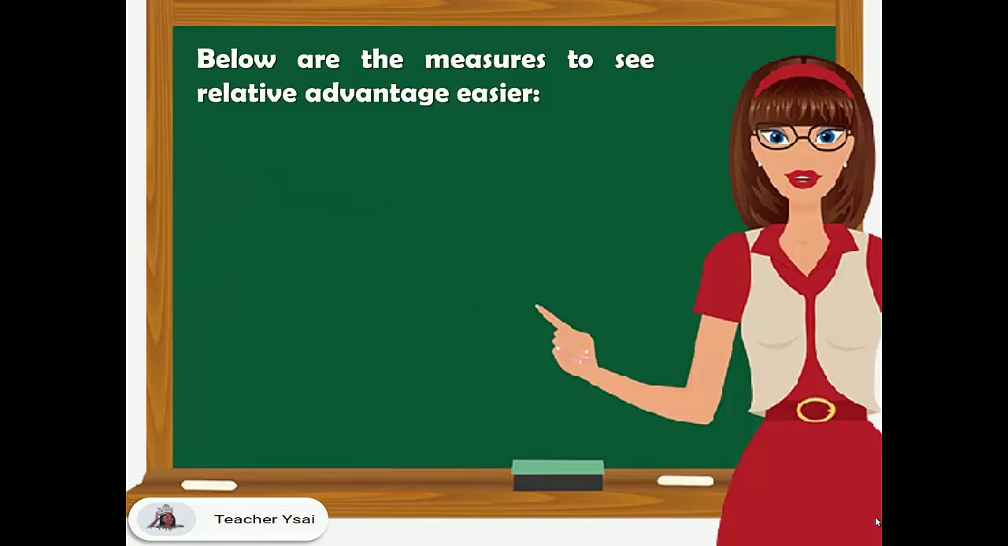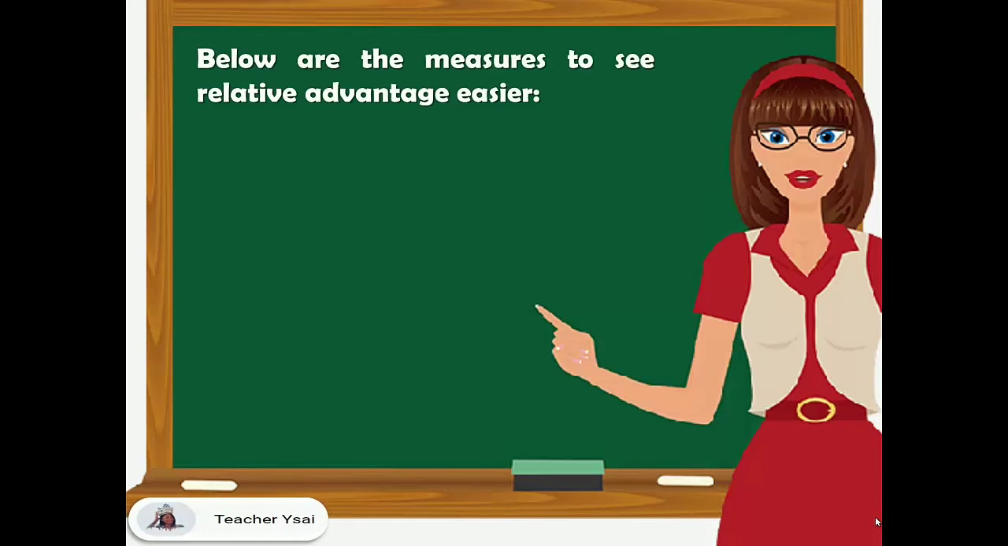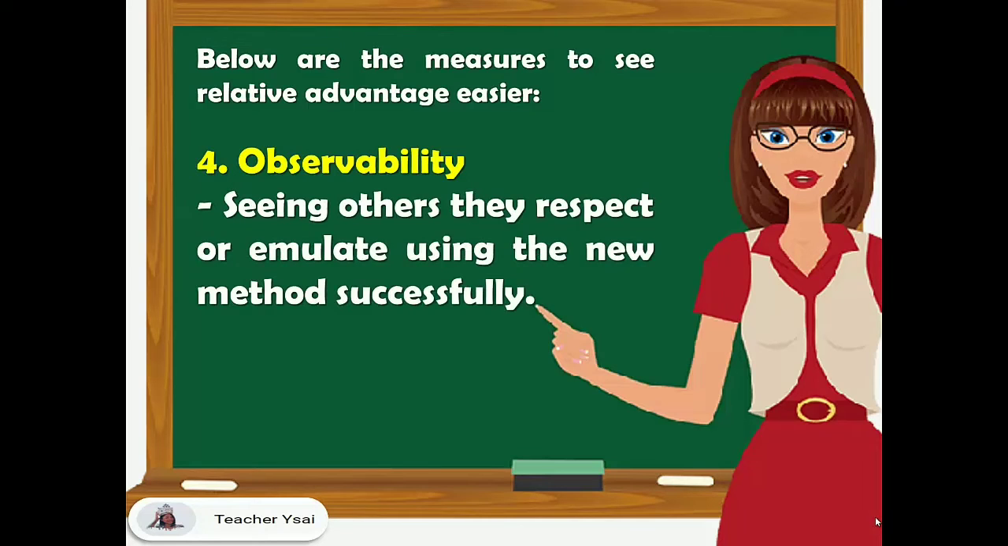The third measure to see relative advantage easier is trialability. This means being able to try out a little before making a final decision. Teachers have the courage to try using and applying technology-based methods rather than saying no to it outright. And the last measure to see relative advantage easier is observability. This means seeing others they respect or emulate using the new method successfully. Observation is one of the many ways to help teachers decide whether a technology-based method will be helpful or not, or if it is effective or not.